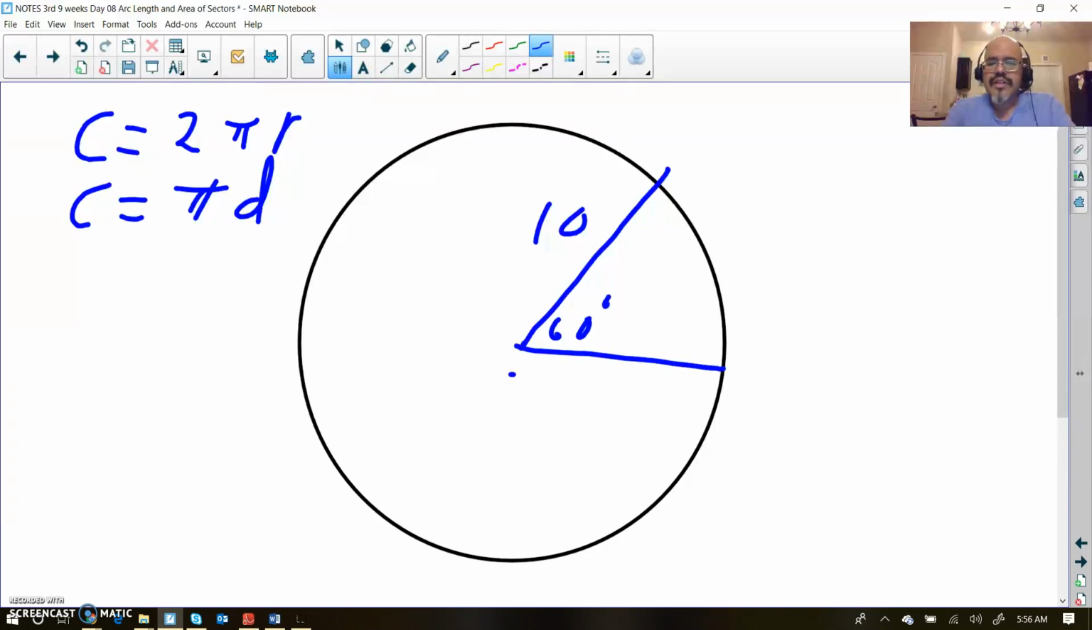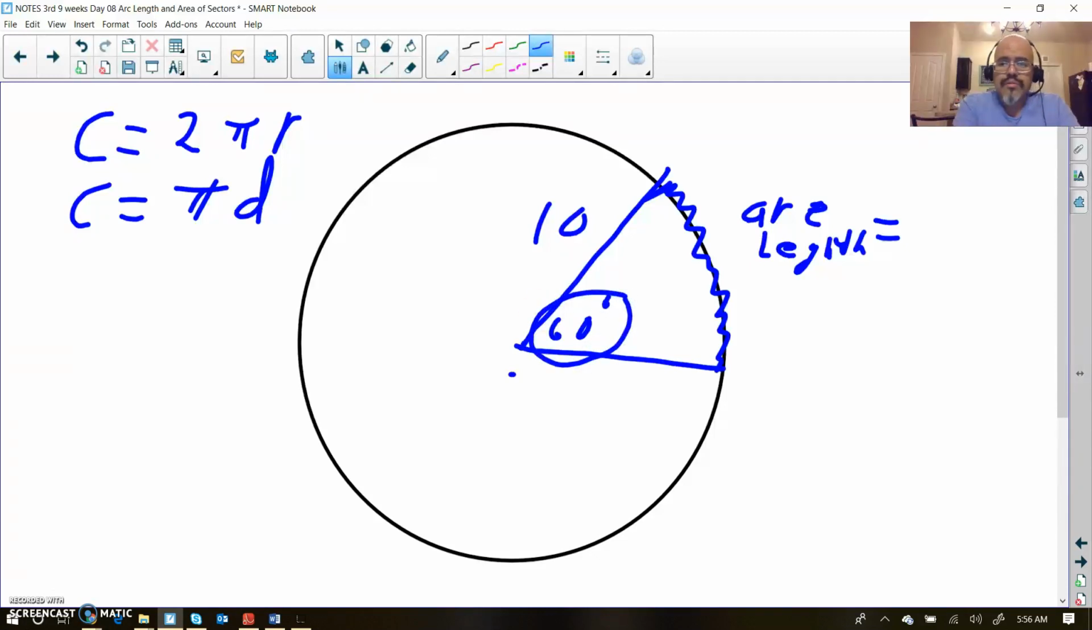So let's do this real quick. The measure from here to here, we're going to get the measure of this. That's going to be the arc length. That's equal to the portion right here. So this is 60 degrees. What percentage of the 360 is that? So we have 60 divided by 360. That's how we're going to do this.